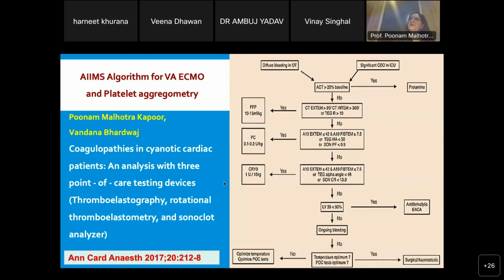And as we were building up our algorithms, we found that PF-SON, one parameter on Sonoclot, the MA on TEG, classical TEG we had used, and the A5 MCF in EXTEM and particularly FIBTEM A5 were the best parameters to tell us whether our patient was going to bleed or not. So this, along with platelet aggregometry, I'll just discuss in the next 4 slides.